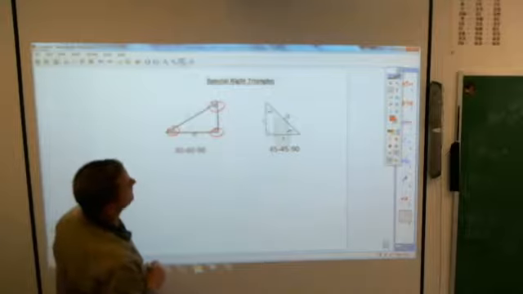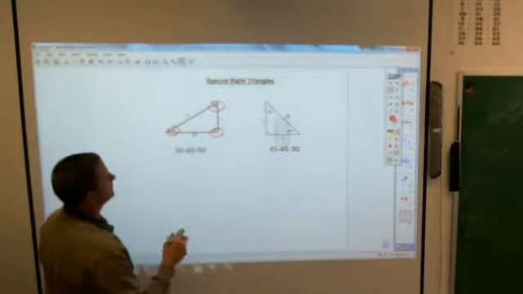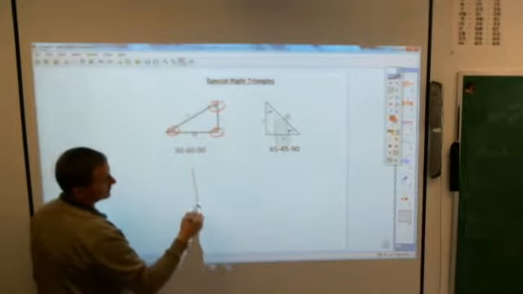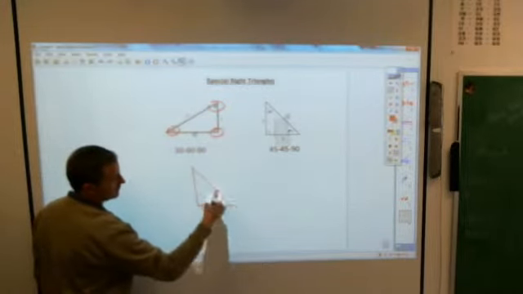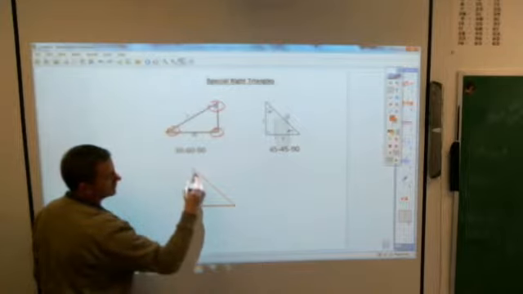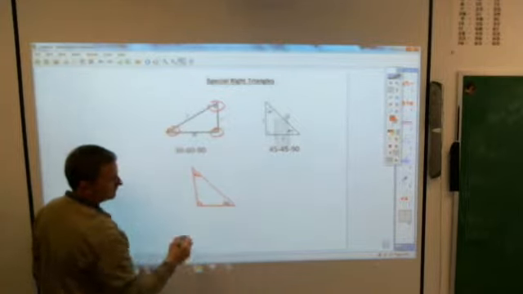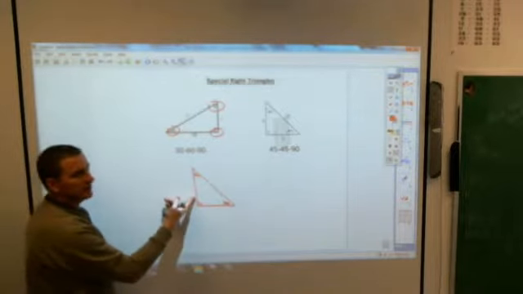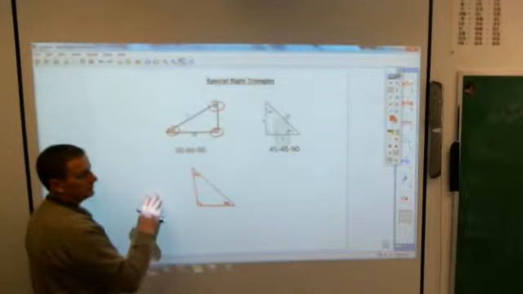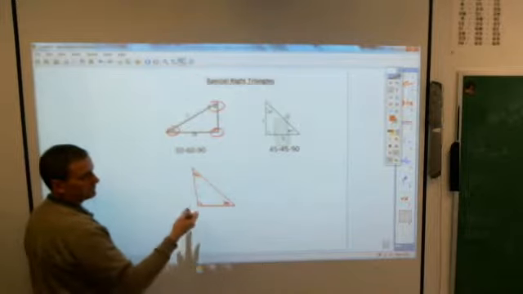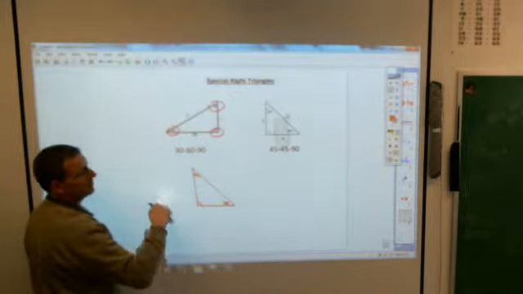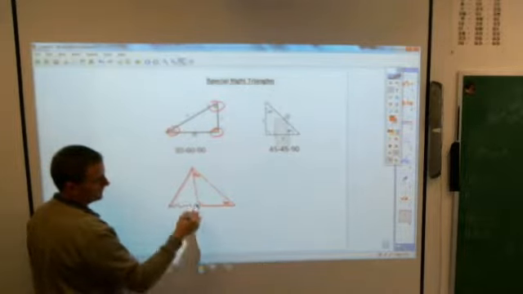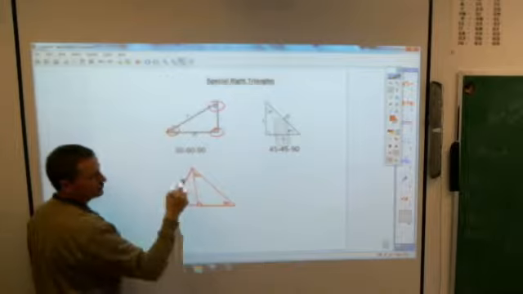Well, maybe I should do this one first. No, let's do this one. If I took two of these triangles, I'm going to draw it up like this. This is 30 degrees, this is 60 degrees, right? If I took this same exact triangle and flipped it around, what do we call that transformation when we do the image of it? If I reflect it and I get an identical triangle like this, what type of triangle do I have?